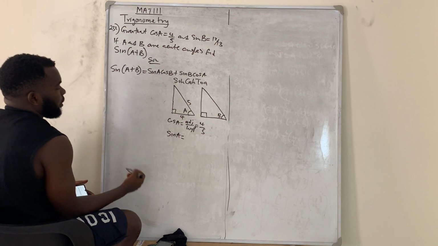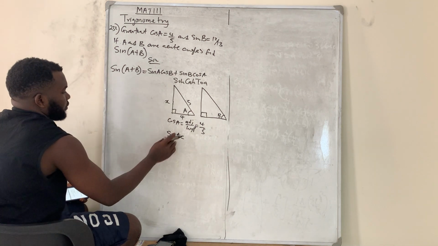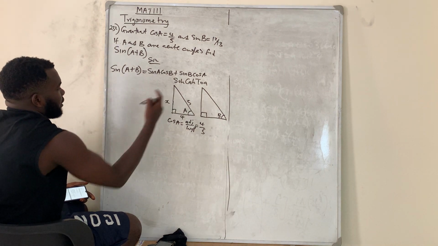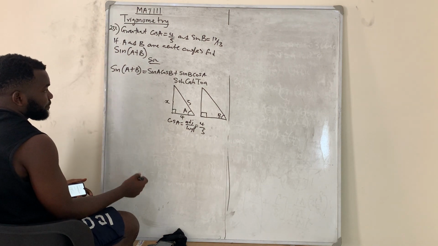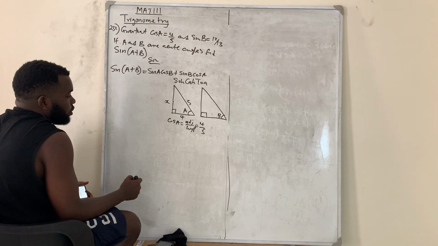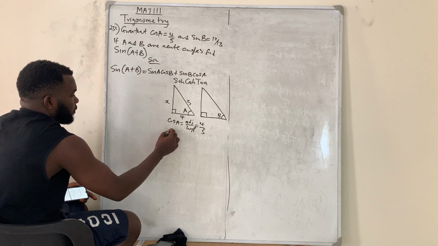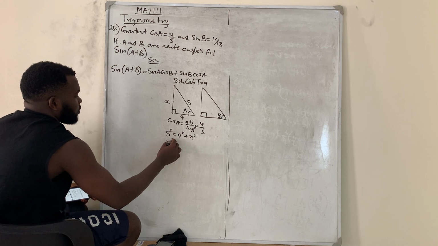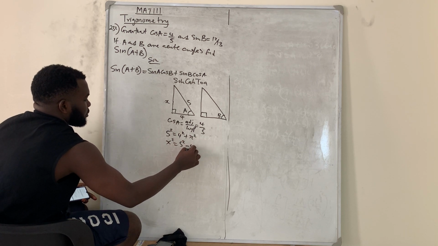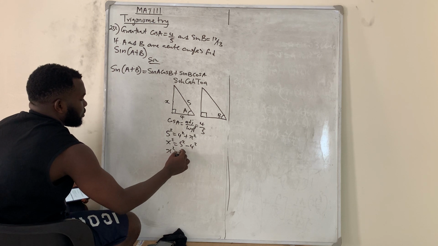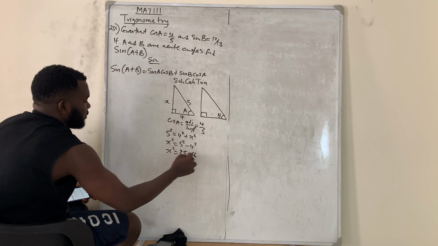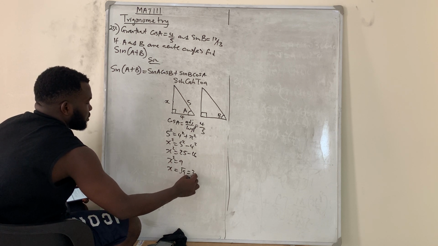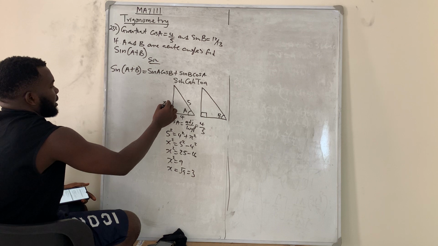Now, according to trigonometry, let us find here. It's supposed to be 3 because this is a Pythagoras triple, 3, 4, 5. But if you don't know that it's a Pythagoras triple, you can find it using Pythagoras theorem. 5 squared is equal to 4 squared plus x squared. So x squared is equal to 5 squared minus 4 squared, which is 25 minus 16. So x squared is equal to 9, so x is the square root of 9, which is 3. So my x here is 3.